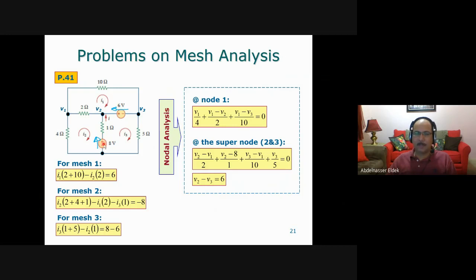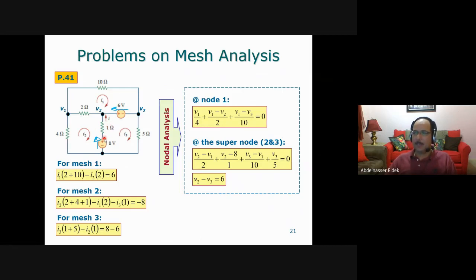The source is 8 volt. But 8 volt is negative. Why? Because it is opposite to the clockwise direction. When you move through this branch, the clockwise direction is from top to bottom, which is opposite to the voltage.